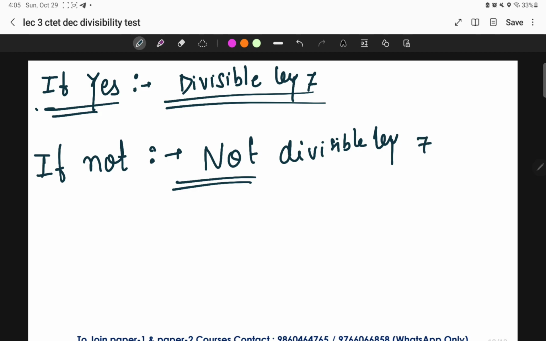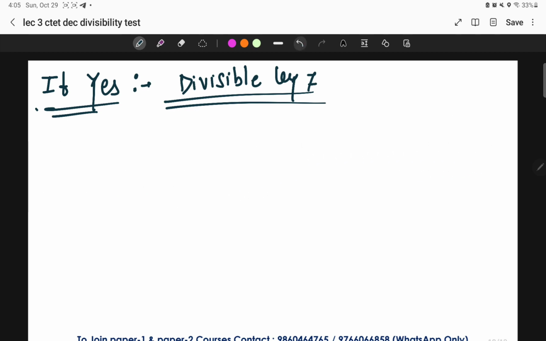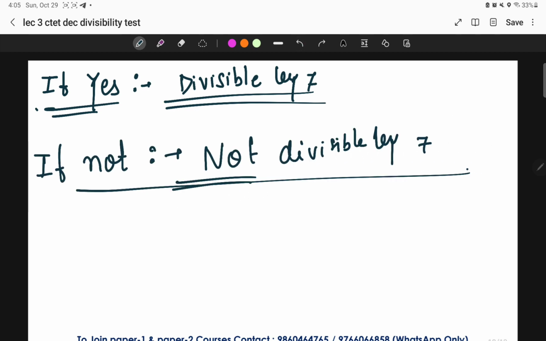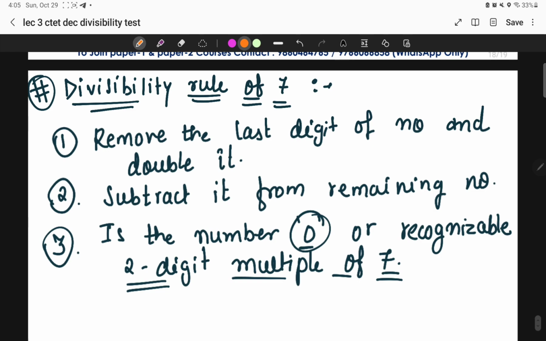But if not, for this again one condition is there, I'll tell you. We cannot directly conclude that it is not divisible by 7. We again have to jump to the first step. If not, then we have to jump to the first step again.